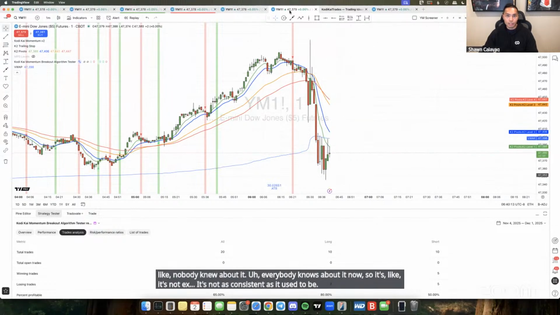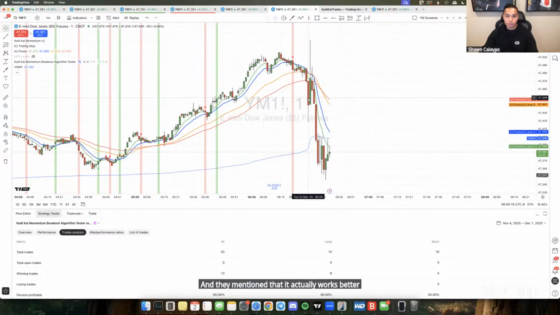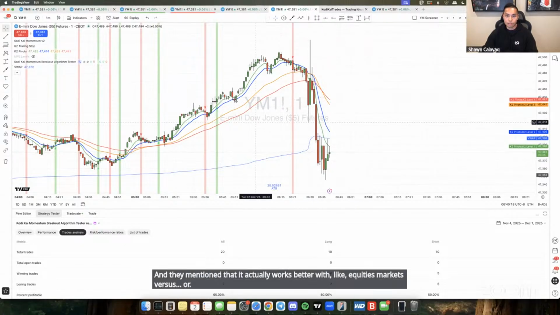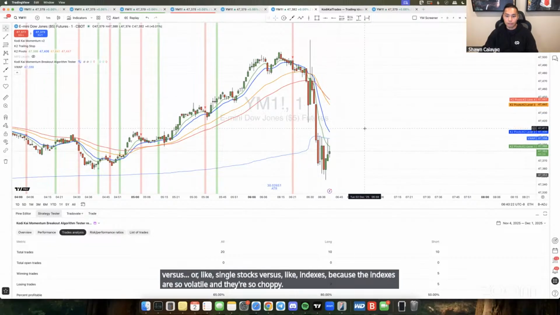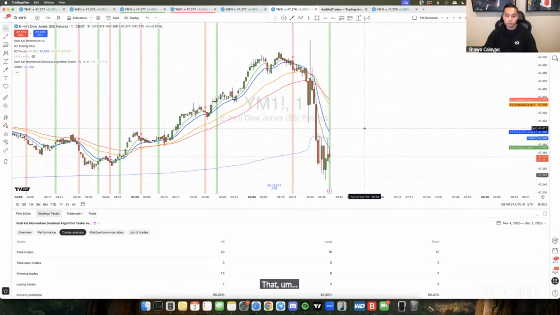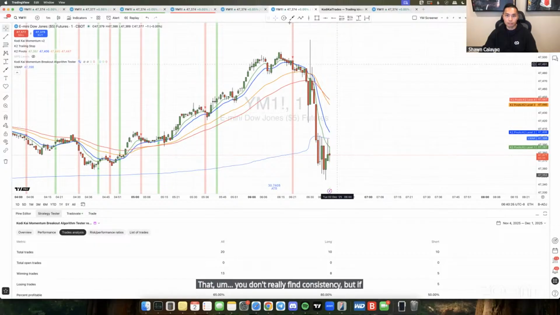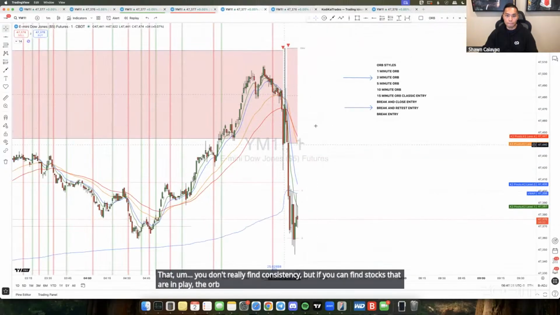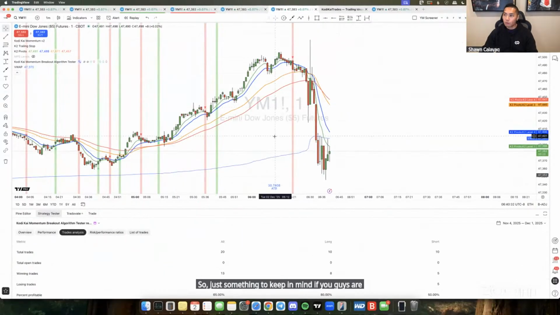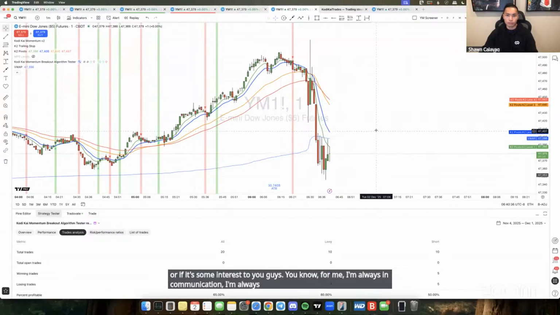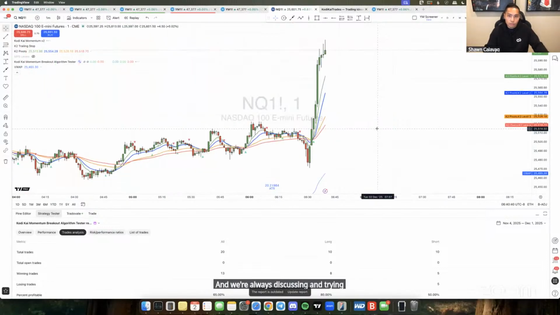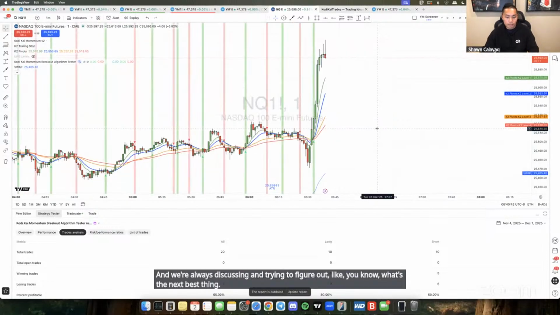And they mentioned that it actually works better with equities markets, or single stocks, versus indexes, because the indexes are so volatile and so choppy that you don't really find consistency. But if you can find stocks that are in play, the ORB is actually a really, really good strategy. So just something to keep in mind if you guys are looking to take the ORB or if it's of some interest to you. For me, I'm always in communication. I'm always looking at different hedge fund managers and we're always discussing and trying to figure out what's the next best thing, in a sense.